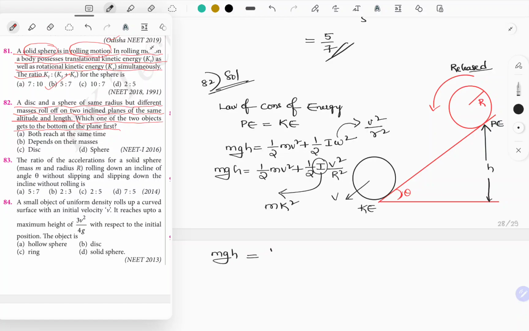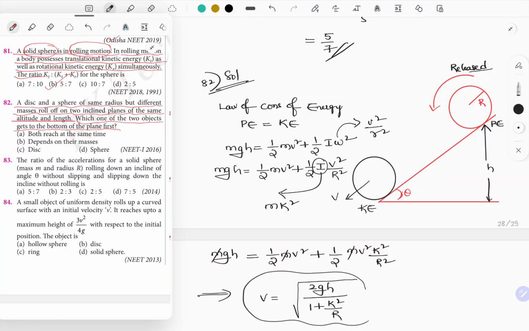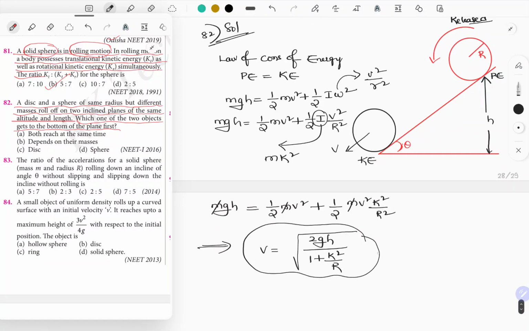mgh is equal to 1 by 2 mv square plus 1 by 2 m v square into k square by r square. M will get cancelled out. So from this, what about velocity? V is equal to root of 2gh divided by 1 plus k square by r square. This is the velocity with which the object reaches the ground. Final velocity of the object when it reaches ground.